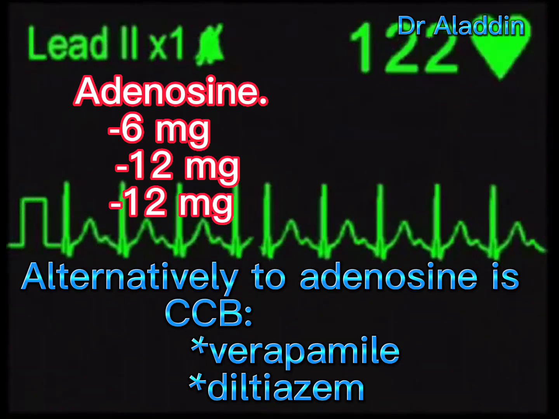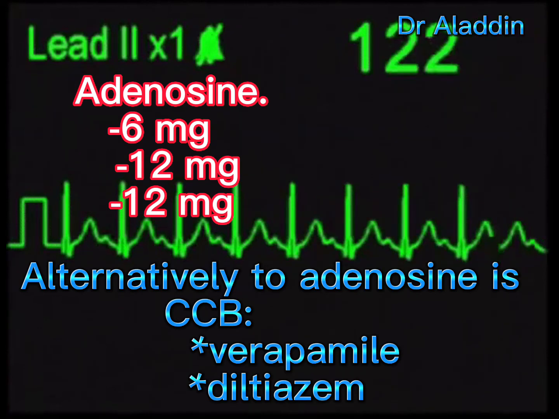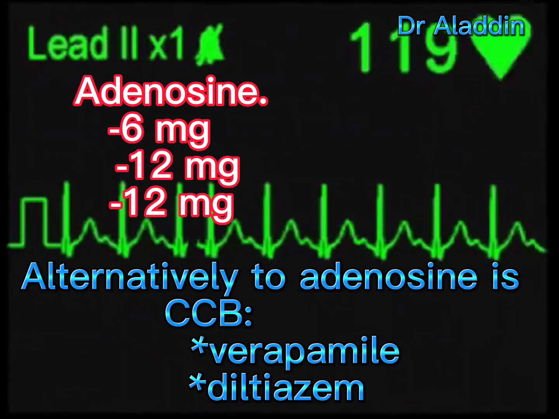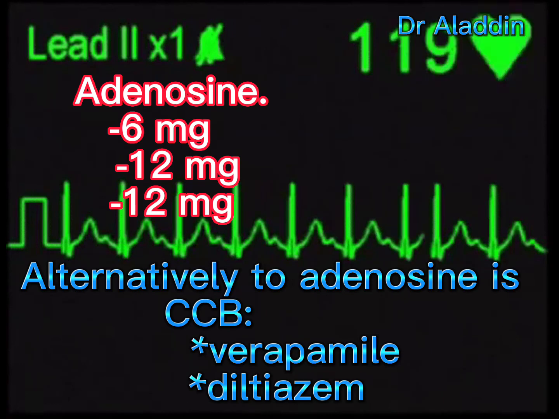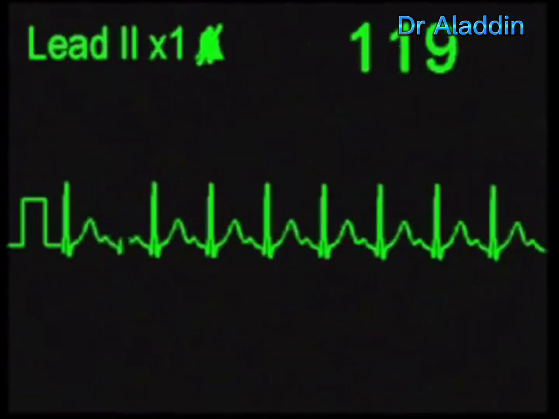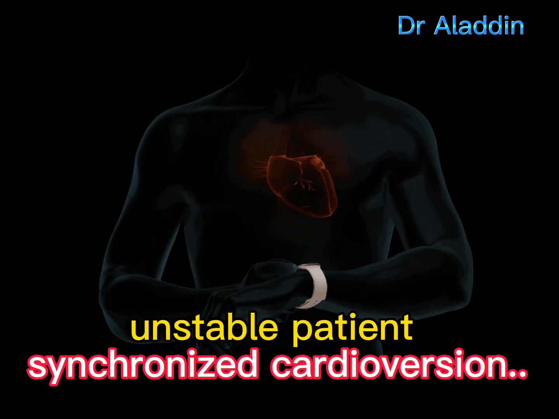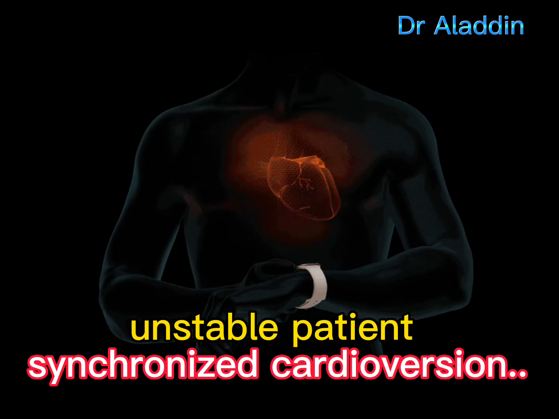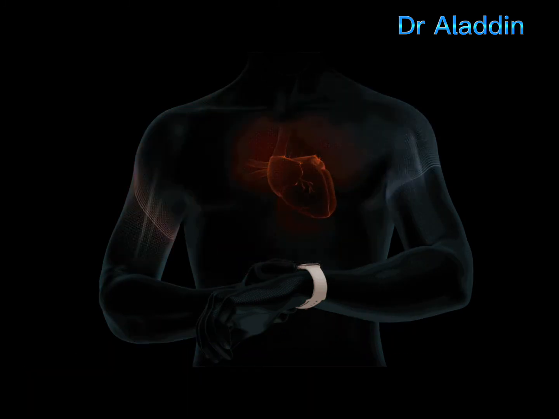If adenosine is contraindicated or didn't work, the alternative to adenosine is calcium channel blockers, like verapamil and diltiazem. Unstable patient. Unstable patients with SVT are always treated with synchronized cardioversion.